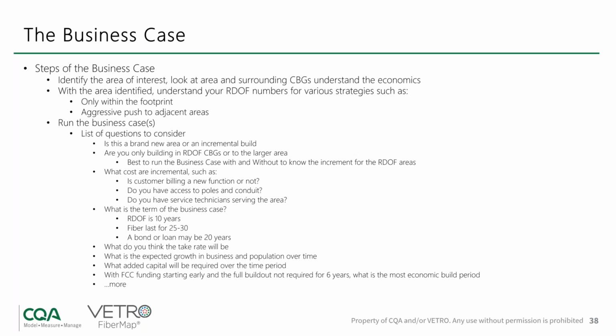Another big attribute is, what is the take rate? As Will showed you in the Vetro platform, you can look at what current providers are in the area. You can also look at the 477 to collect similar information, to understand who is there and who I may compete against, not only in the RDOF auction, but after the RDOF auction.